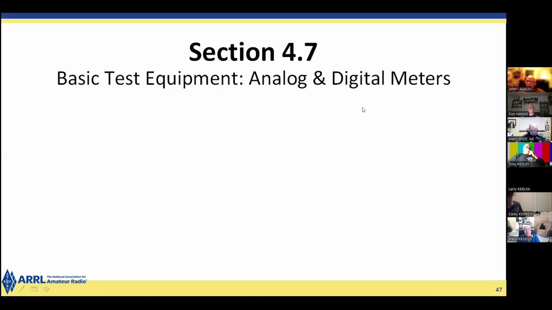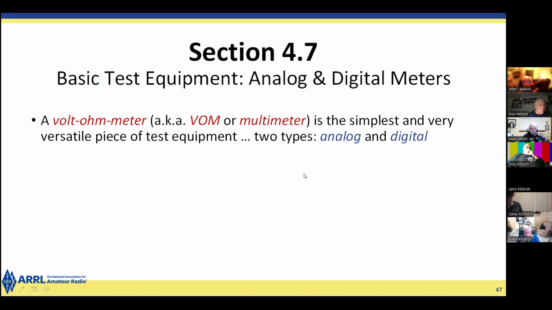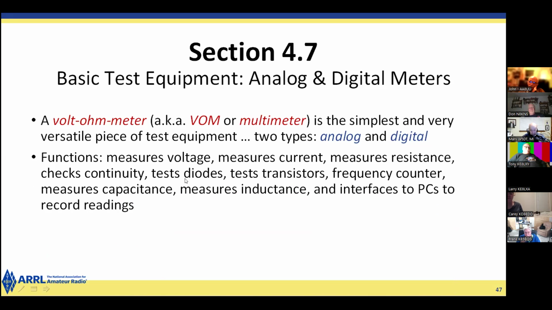Basic test equipment, analog and digital meters. Oh boy, here we go. A voltage ohm meter, VOM multimeter is the simplest and very versatile piece of test equipment. Two types, analog and digital. Functions: measures voltage, measures current, measures resistance. Checks continuity, tests diodes, tests transistors, frequency counter, measures capacitance, measures inductance, and interfaces to PCs to record readings.